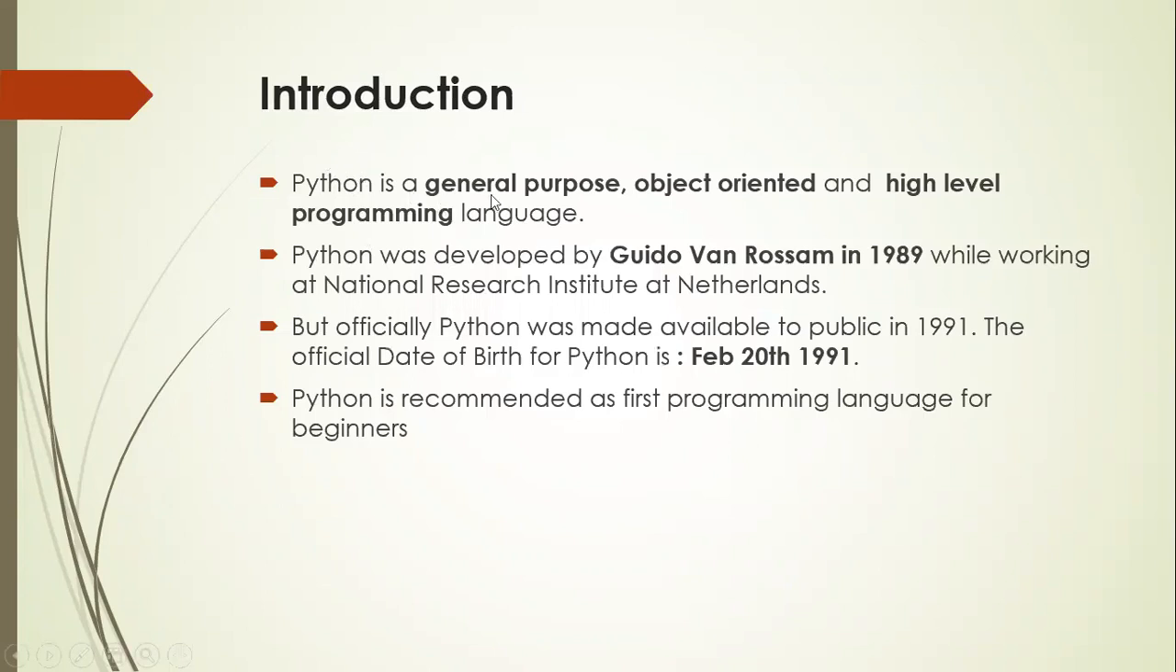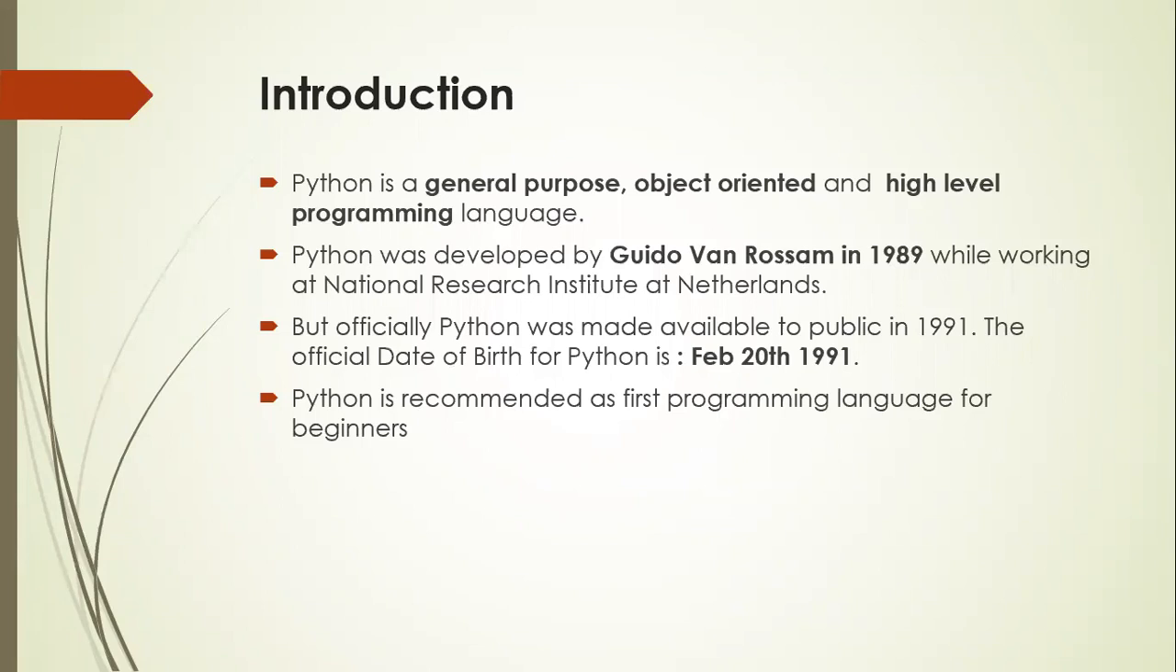So Python is a general purpose, object-oriented and high-level programming language. So what is general purpose? General purpose in the sense that you can use it anywhere. If you want to build desktop applications, you can use it. If you want to build games, you can use it. If you want to build web applications, you can use it. YouTube and Netflix, most of the software there was built using Python only.